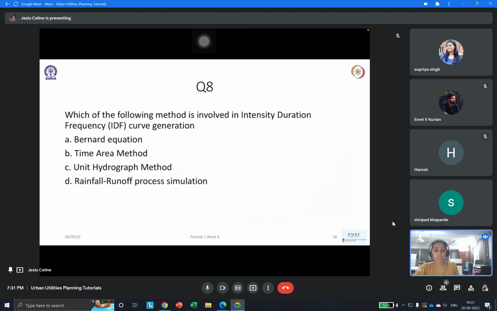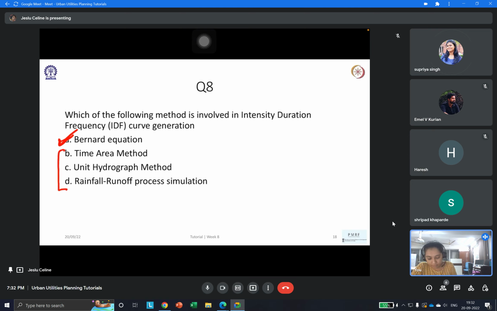Which of the following methods is involved in intensity, duration, frequency curve generation? So, Bernard equation. Bernard is there. Fine. Time area method, it's not there. Bernard equation. Okay, Bernard is there. Nothing else.